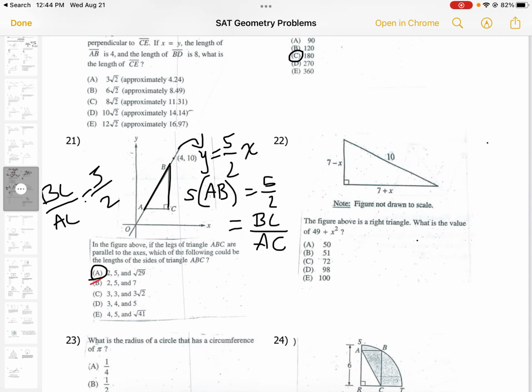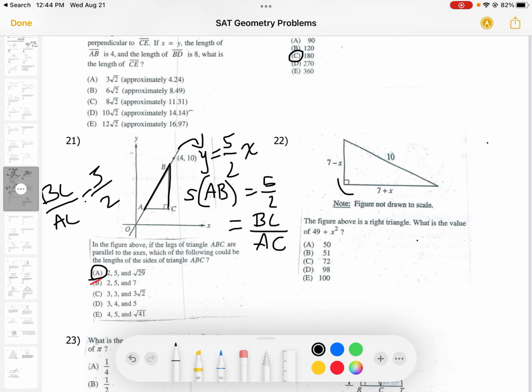The figure above is a right triangle. What's the value of 49 plus x squared? Well, here we have a right triangle. We have 2 legs, and we have a hypotenuse. What can we do? We can apply the Pythagorean theorem. 7 minus x squared plus 7 plus x squared is equal to 10 squared, which is 100.